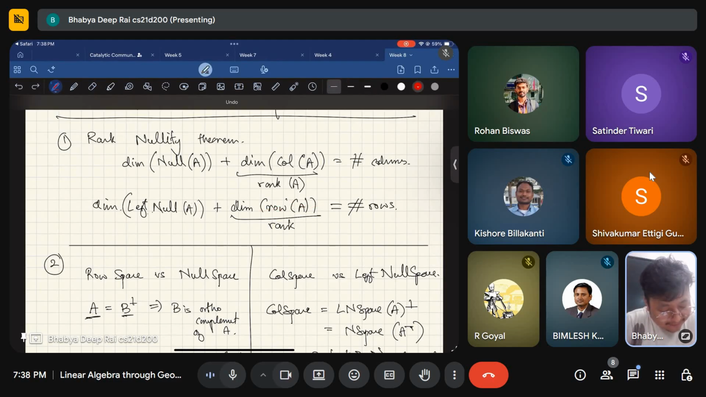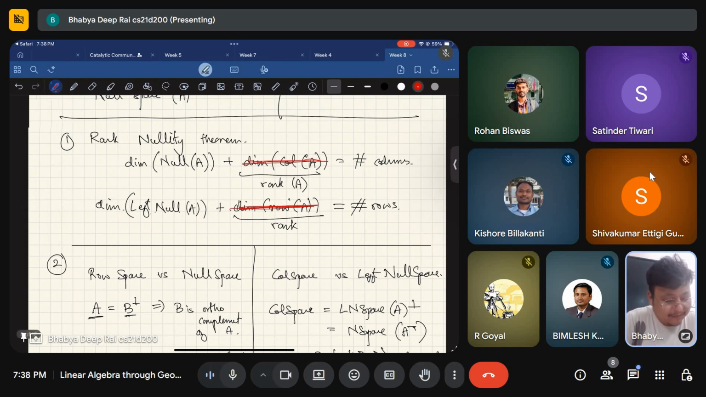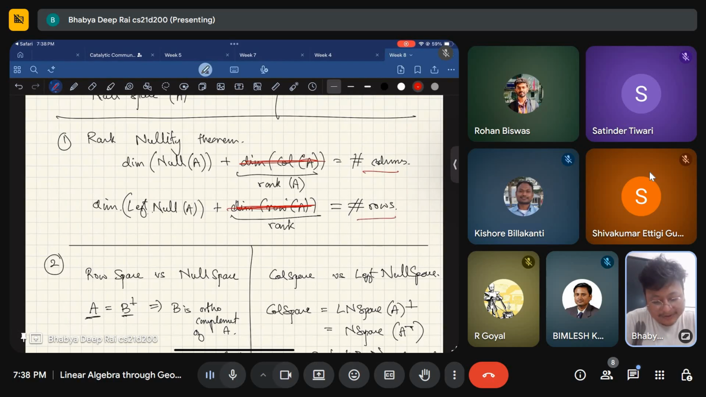But you can equivalently just remove this part. And the number of rows and number of columns actually depends just on the dimension of the null space and the dimension of the left null space. Is that fine, Satinder? Got it, sir. Okay, great. And yeah, going back to it, Kishore.